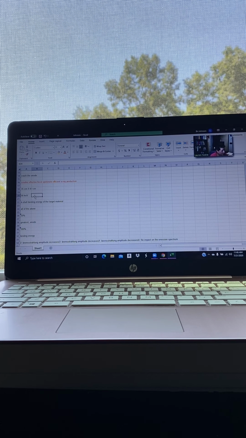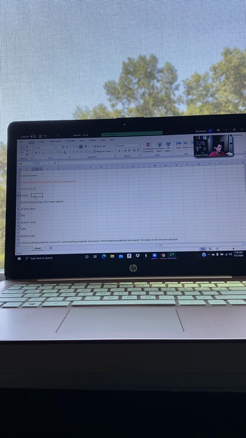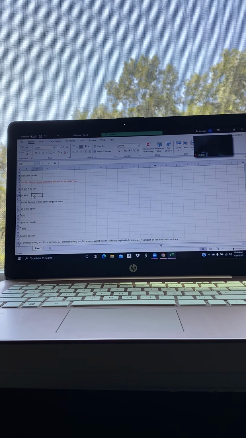The next one had to do with anode heel effect. What do you know about anode heel effect and the receptor size? Most pronounced with what receptor size? Larger. So the answer should be a 35 by 43 because that was the largest receptor size. That's when it's most noticeable, with a larger receptor size.